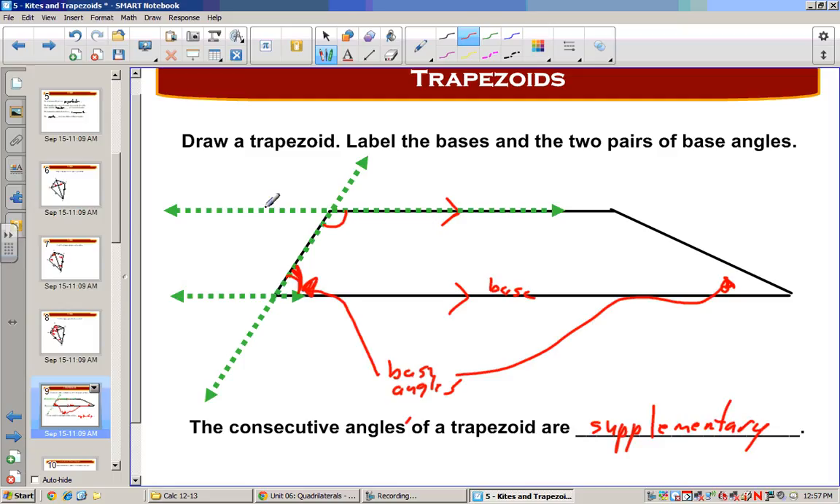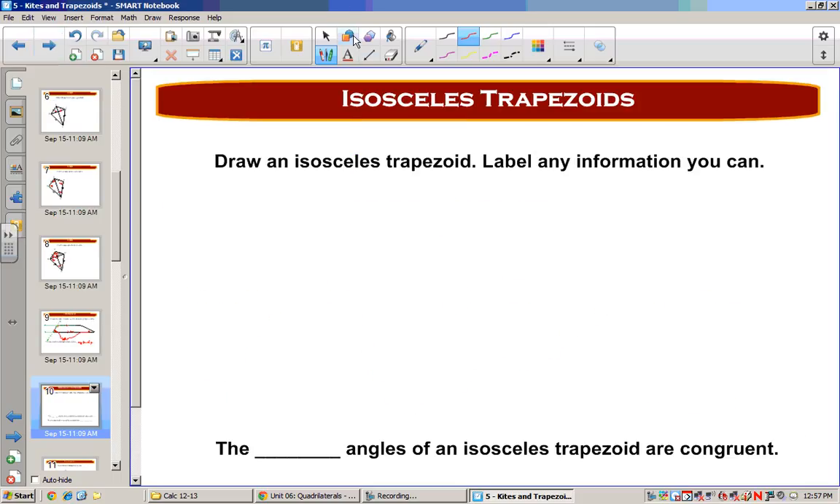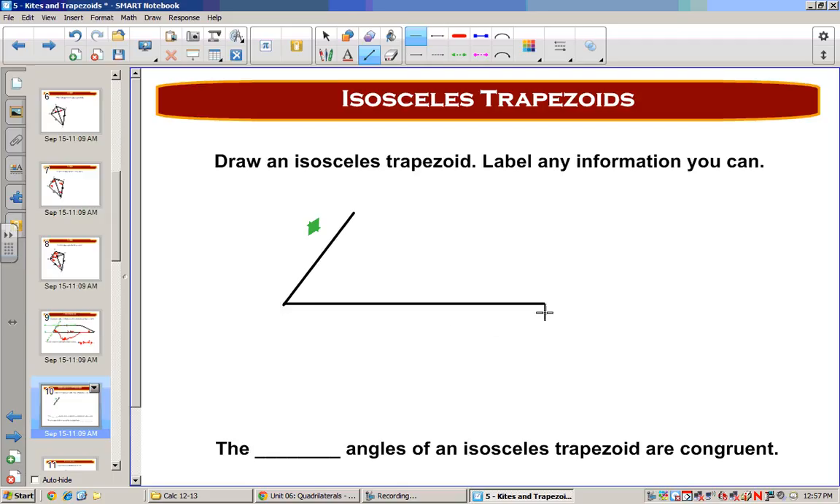And there we go. So that's going to help us out. But we also have to draw something called an isosceles trapezoid. And remember, isosceles triangles have two sides that are congruent. And in an isosceles triangle, they can be any side that's congruent. However, in an isosceles trapezoid, they have to be the non-parallel sides.